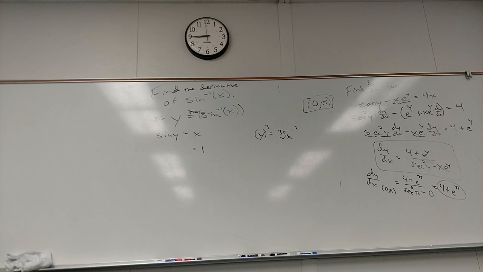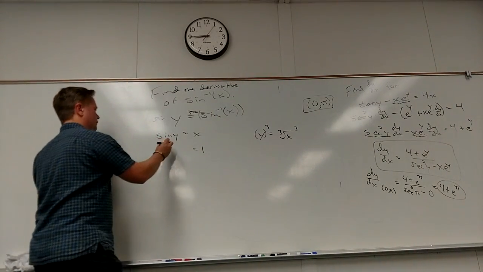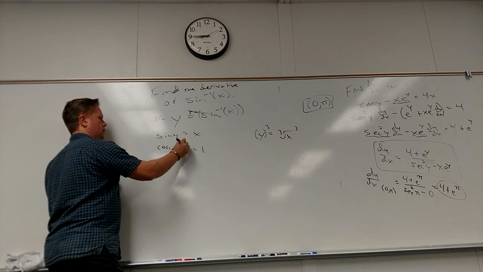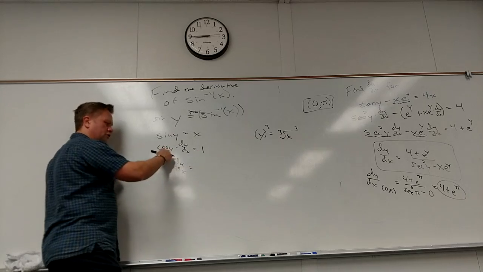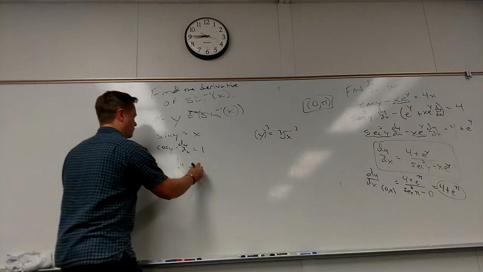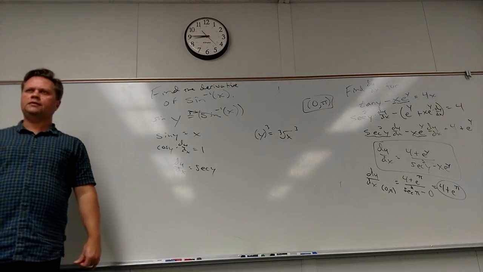So what do you do with that sine? Derivative of sine is cosine? dy dx, I like it. So dy dx is equal to 1 over cosine y, which is also known as secant y. This is no good. I don't want that.